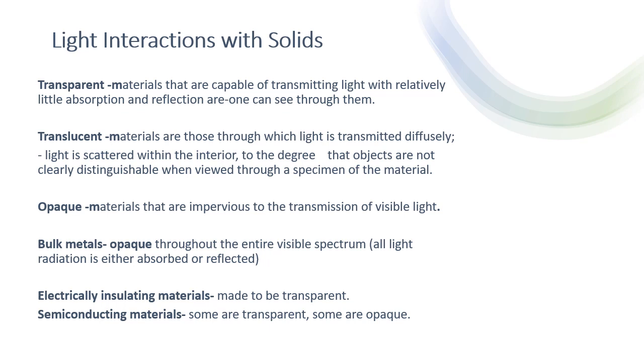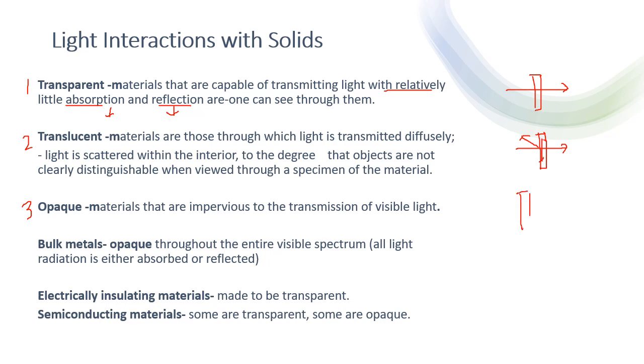Light interactions with solids. There are three types of interaction when the light interacts with solids. The first one is transparent, the second one is translucent, the third one is opaque. For transparent, the light is allowed to pass through with relatively low absorption and reflection. So absorption will be low, reflection is low. For translucent, only a small portion of light is transmitted, with a high degree of absorption and also reflection.